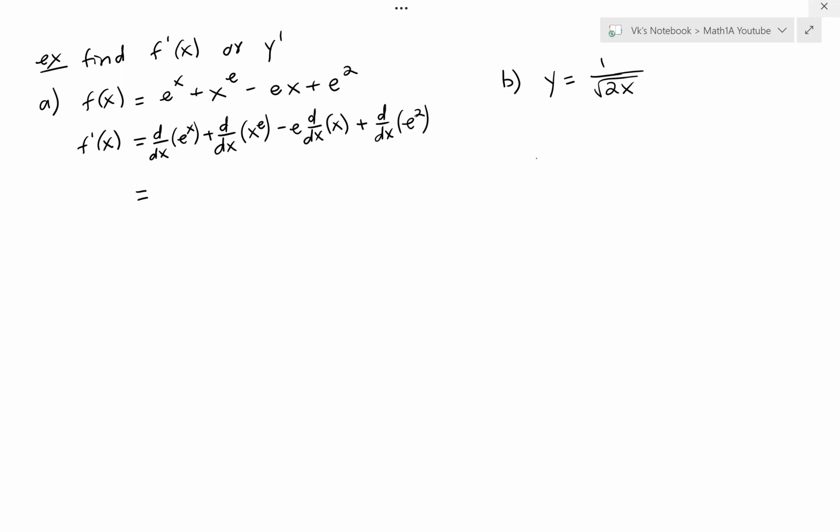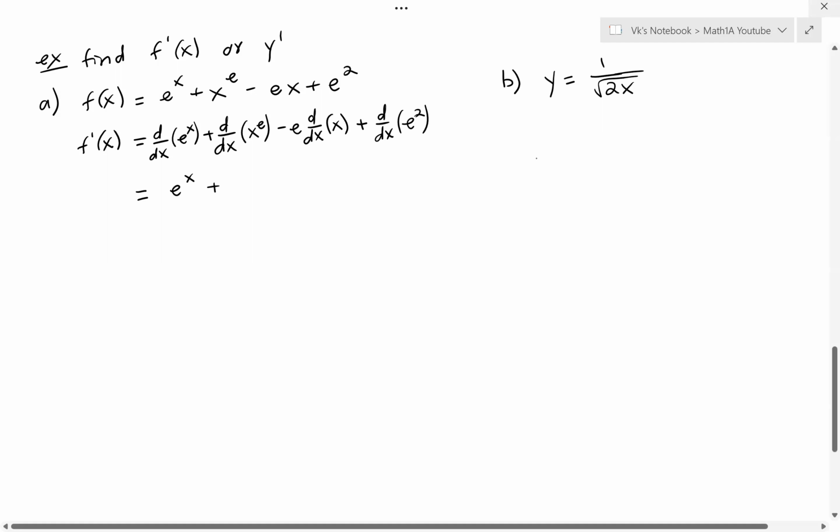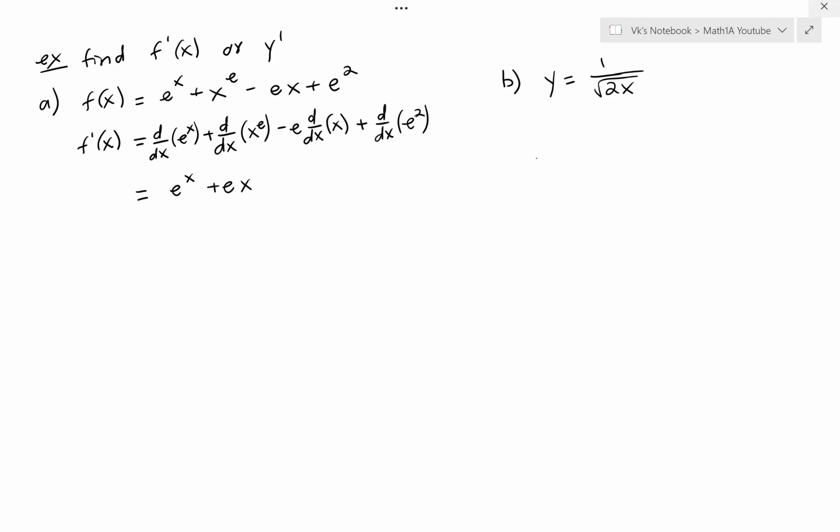The derivative of e to the x from the previous video is e to the x. The derivative of x to the e, where e is a number, we're going to use the power rule: e times x to the e minus 1. The derivative of x is 1 by the power rule, and the derivative of a constant, e squared, is just a number, 0. So that gives us e to the x plus e times x to the e minus 1, minus e. Ta-da! Slick.